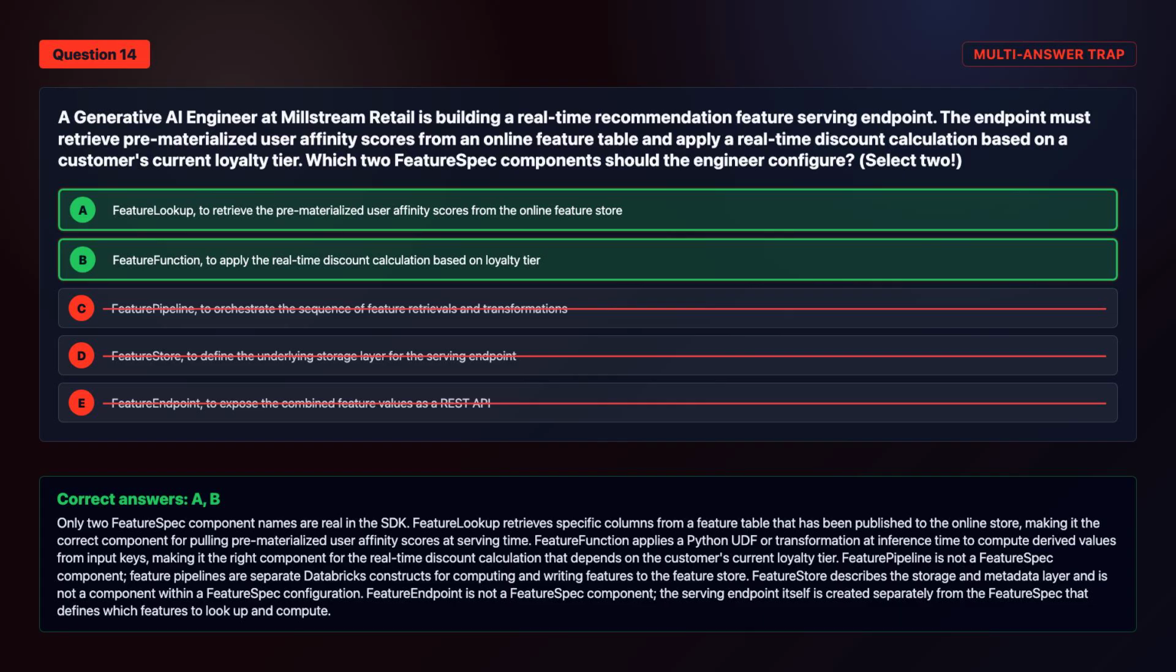Feature pipeline is not a feature spec component. Feature pipelines are separate Databricks constructs for computing and writing features to the feature store. Feature store describes the storage and metadata layer and is not a component within a feature spec configuration. Feature endpoint is not a feature spec component. The serving endpoint itself is created separately from the feature spec that defines which features to look up and compute.